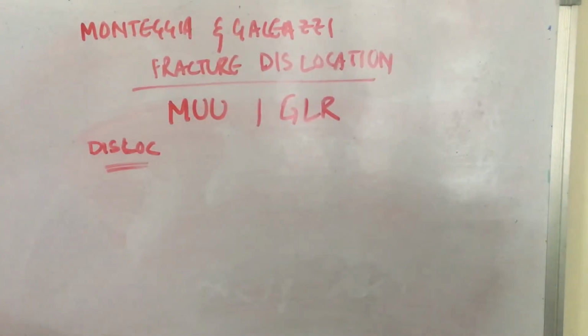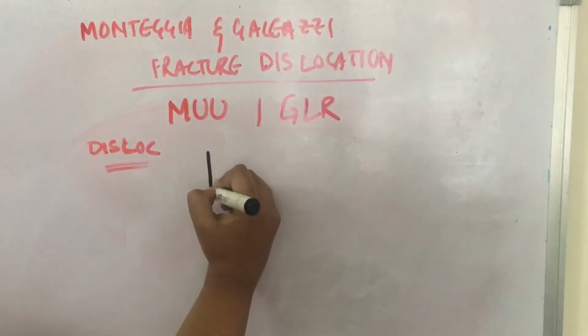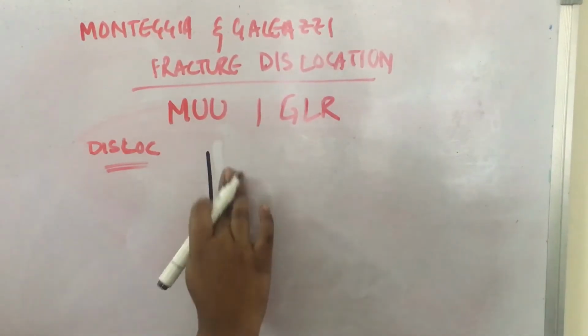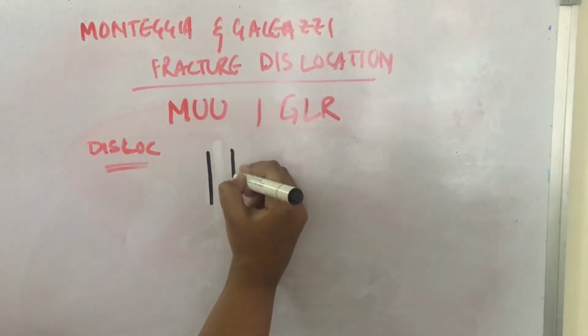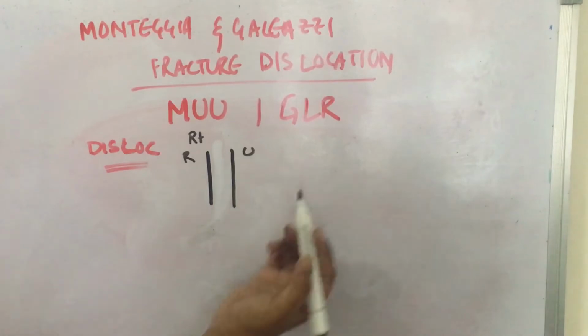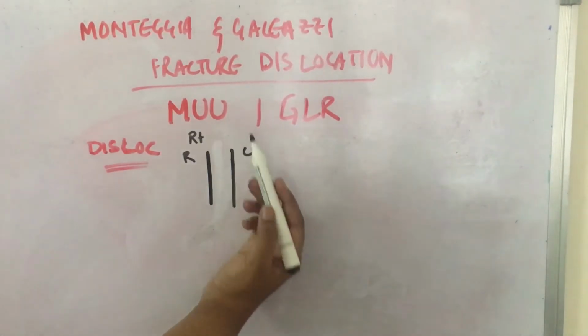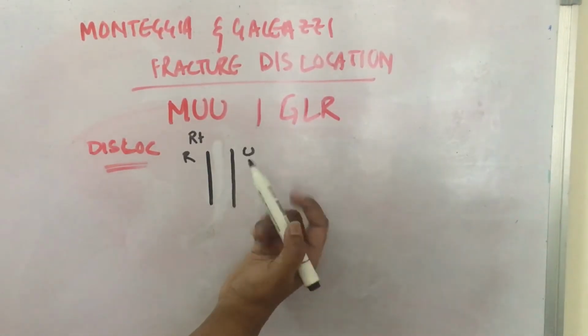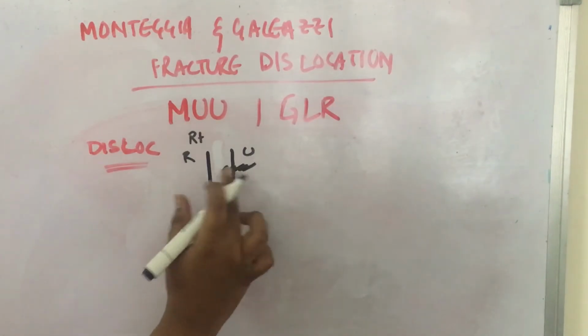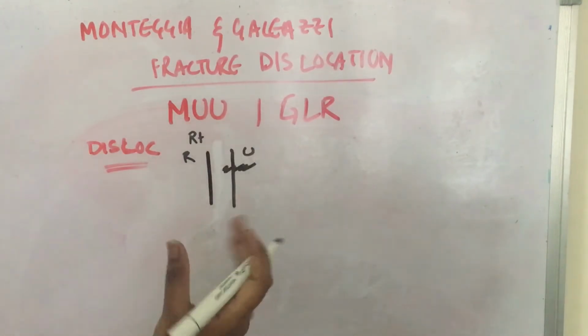There is a dislocation happening. This is your radius, this is your ulna. Now it's bad, but just imagine the two bones, right? This is your right hand. Let's say this is your radius, this becomes your ulna. So in Monteggia, what is happening? Where is the fracture happening? Upper 1/3. So this part, right? That's your fracture. This part is getting fractured.